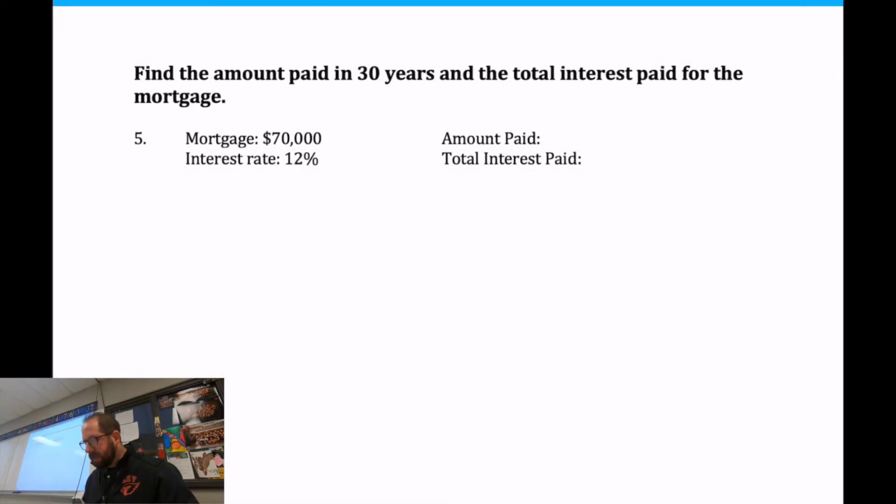Now this is one that we have to do the formula on. So the total interest paid and the mortgage. So we have an interest rate. We're going for 30 years, so you have to pay attention to the directions. Here's the formula you need to have on this one. The amount is equal to P(1 + R/N)^(NT).